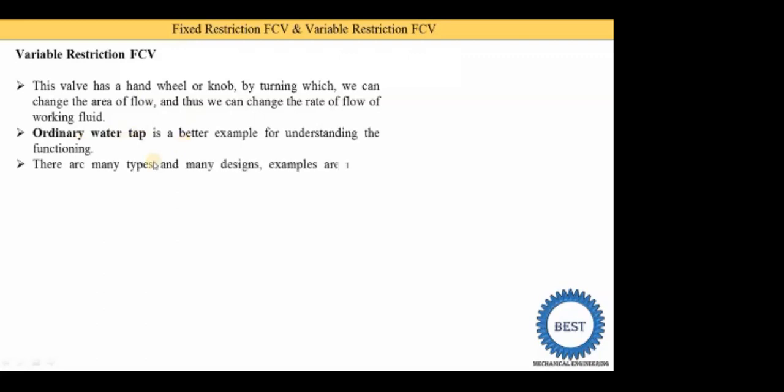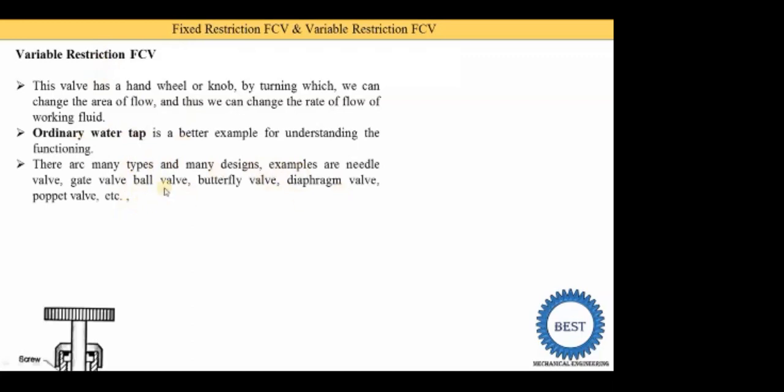So there are many types and many designs. Examples are needle valve, gate valve, butterfly valve, diaphragm valves, poppet valve. So these are the various examples of variable restriction flow control valves. For the different types of valves, I will make separate videos so you can easily understand them.